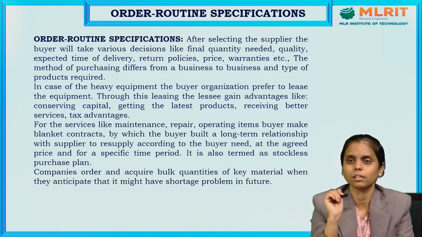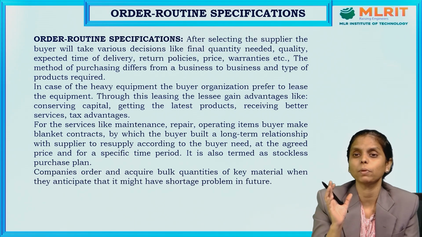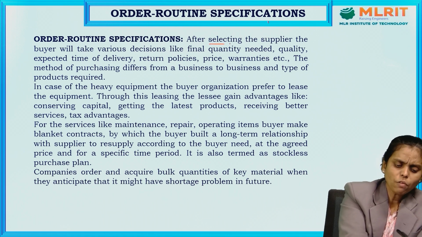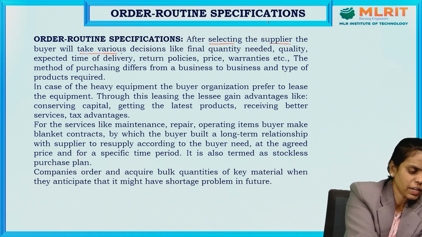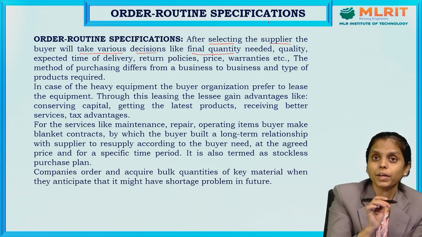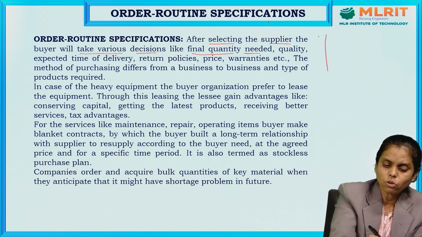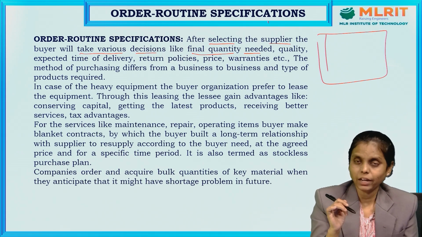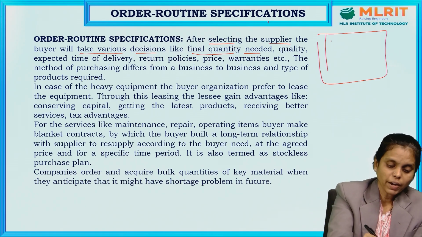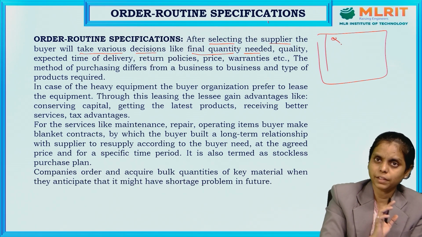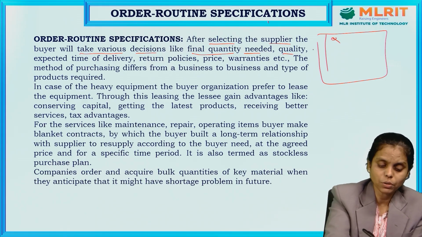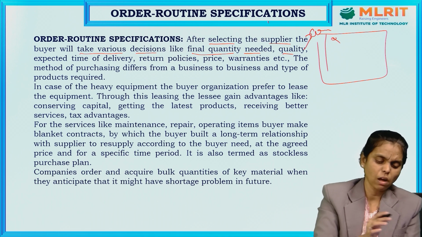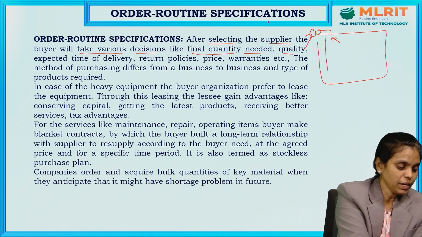Now, we have selected a supplier. What is the next step we need to do? We need to place an order with that supplier. That is order routine specifications. After selecting the supplier, the buyer will take various decisions like the final quantity needed. A document will be prepared listing all the aspects, like the final quantity of purchase, how much they need to purchase, and what the quality is. With respect to quality, we have a grading system in organizations like A plus, B, B plus, whatever standards are applicable. Quality needs to be decided.